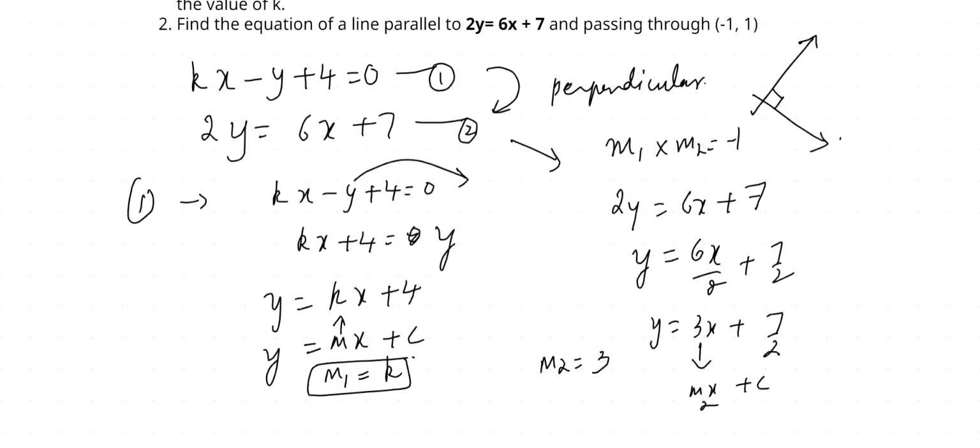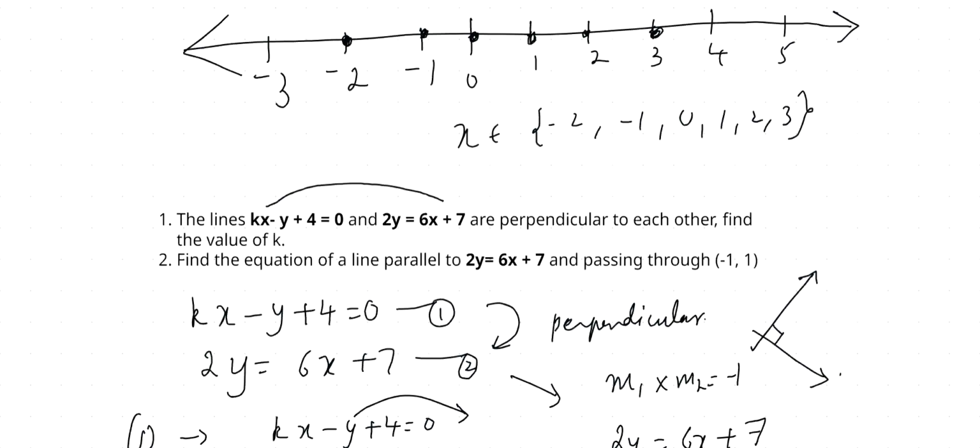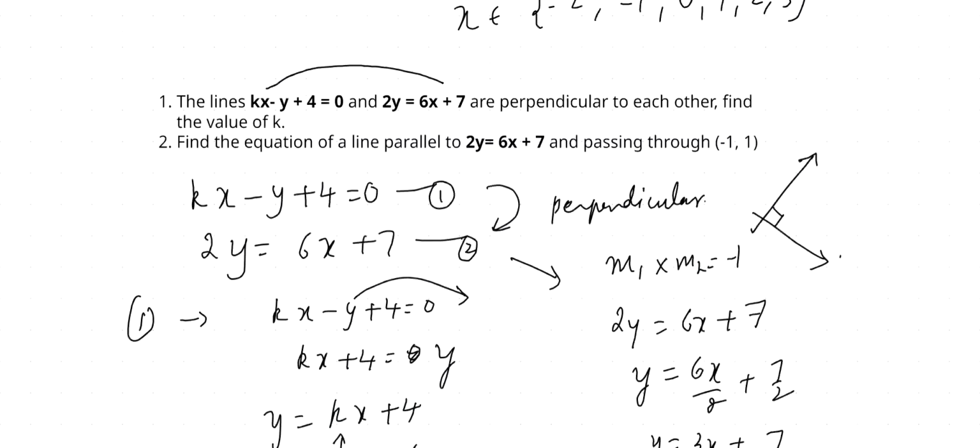Now that I know m1 and m2, and I know the two lines are perpendicular, let me multiply their slopes and equate it to -1. So k into 3 is equal to -1, or k is equal to -1 over 3. That's the first part, find the value of k. Whenever two lines are perpendicular, the product of their slopes is -1. First of all, you have to write the lines in the form y is equal to mx plus c. The second part is to find the equation of the line parallel to this and passing through -1, 1.